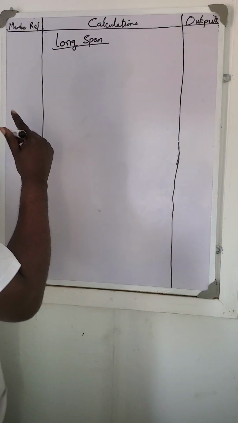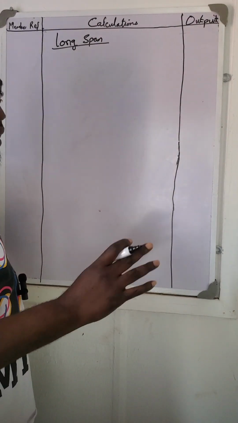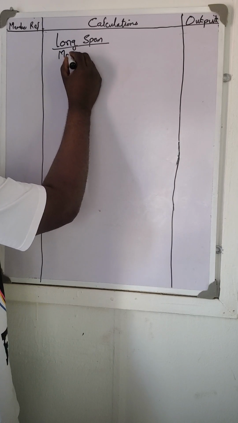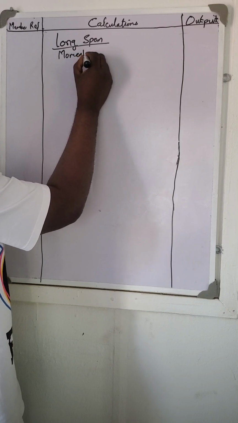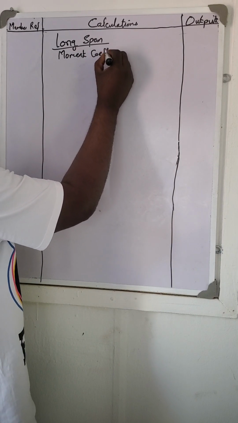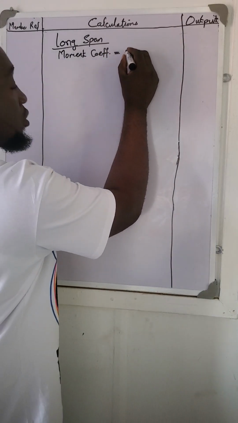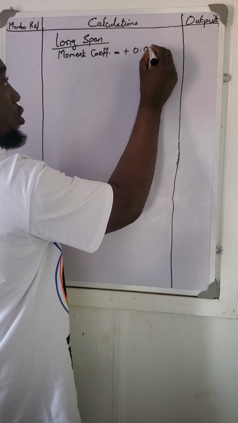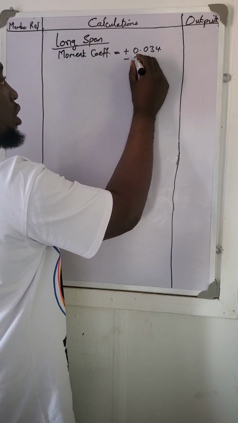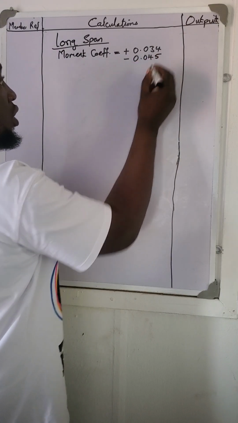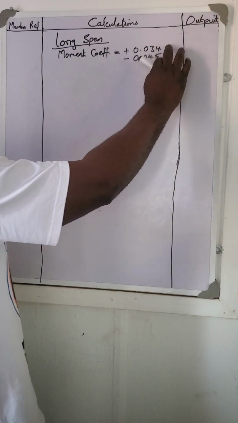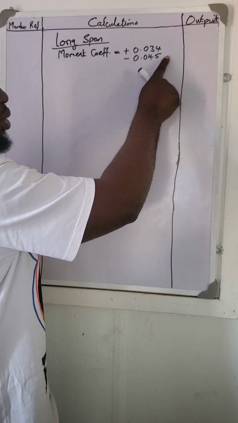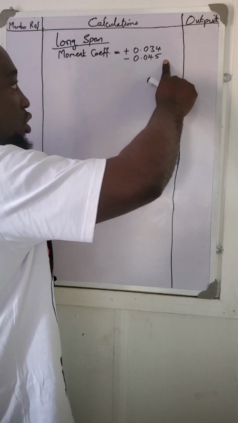In one of the classes, our moment coefficient for the long span was taken to be, for the positive moment, 0.034, while for the negative moment it was 0.045. This positive moment coefficient is used to calculate the moment at the midspan, while the negative moment coefficient is used to calculate the moment at the continuous edge.